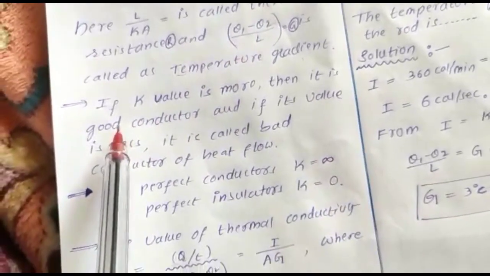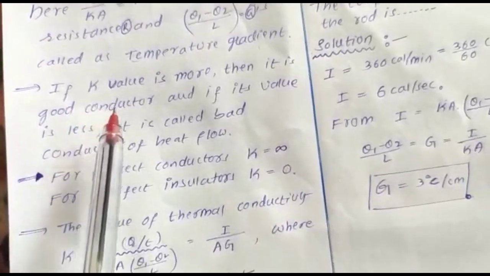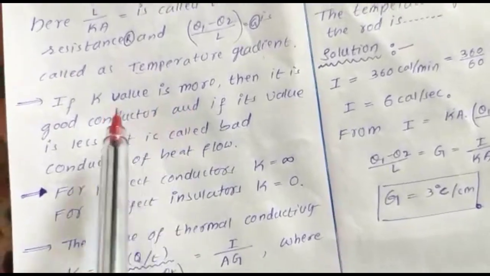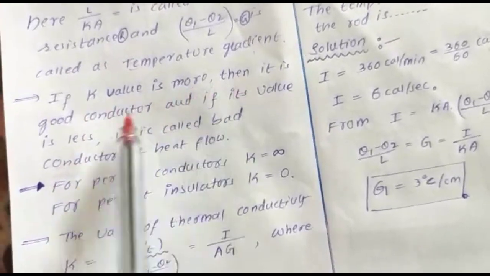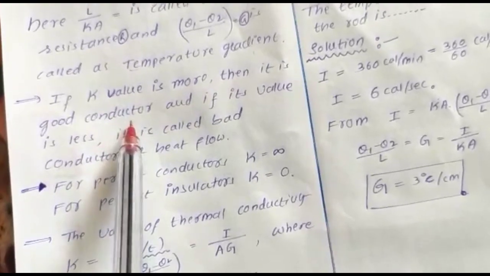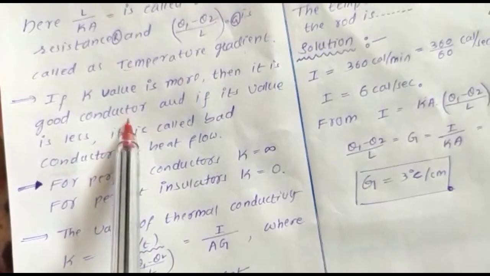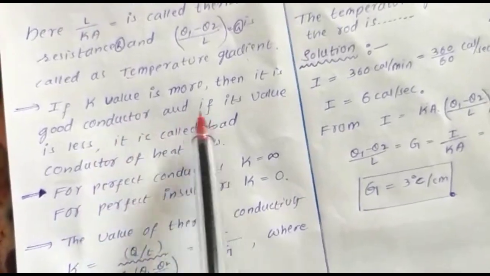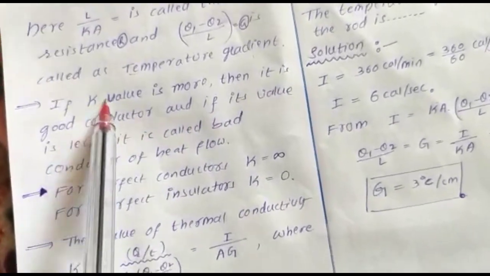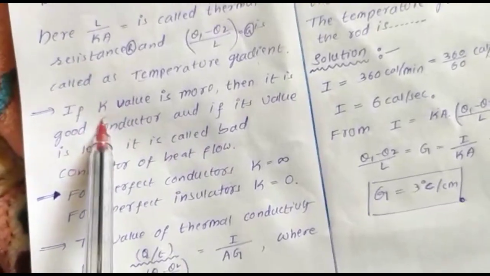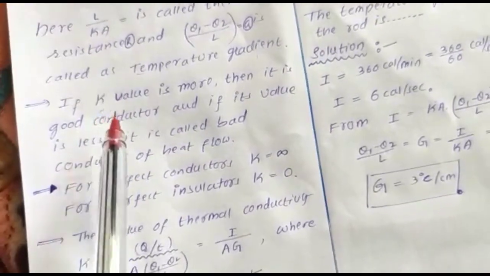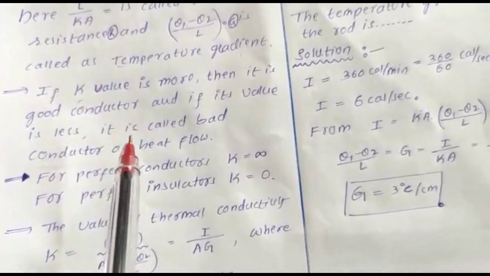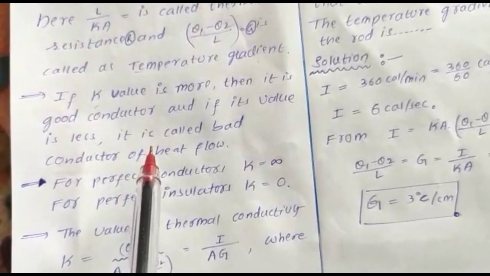This thermal conductivity value also tells the strength of the conductor, whether it is suitable to flow heat or not. If the K value is more, then it is called a good conductor. Good conductors are, for example, iron, copper, zinc, etc. All these are very good conductors for thermal properties. And if its value is less, that is, if the thermal conductivity value is less, such a type of material is called a thermal insulator. For a thermal insulator, there is no flow of heat, or a very small amount of heat flow.